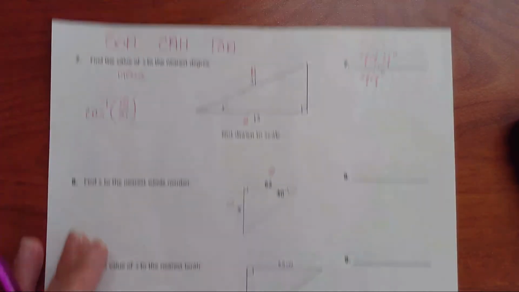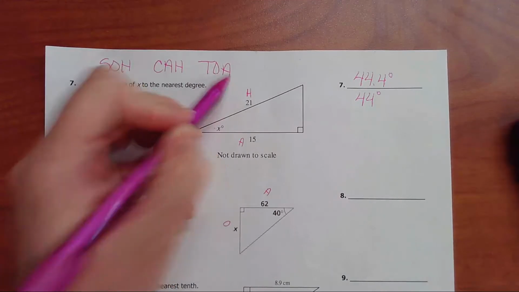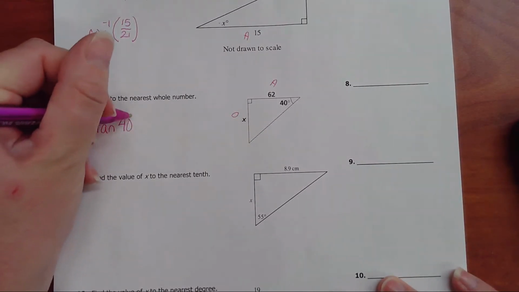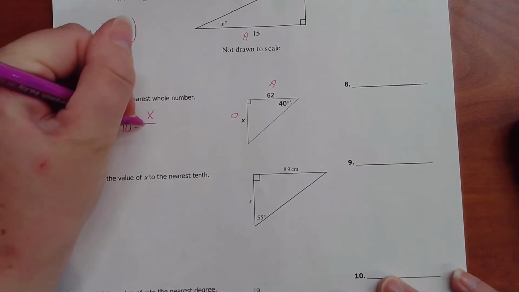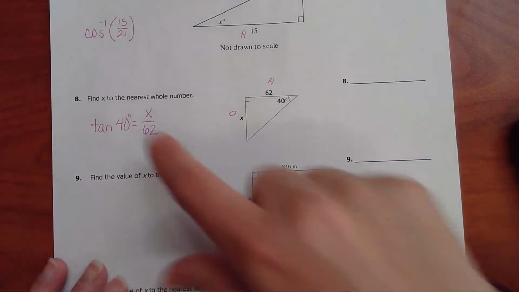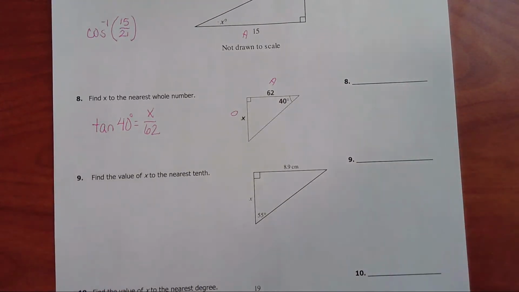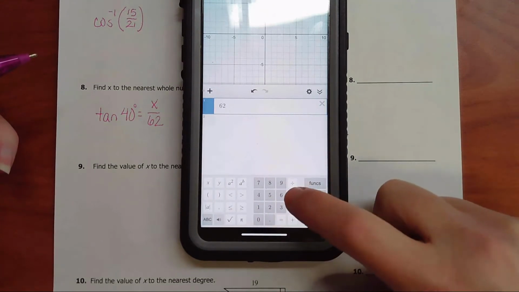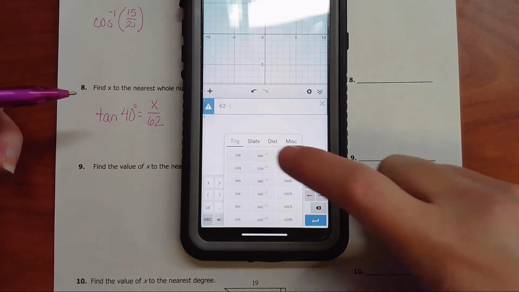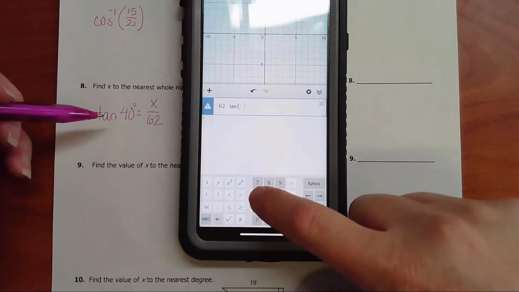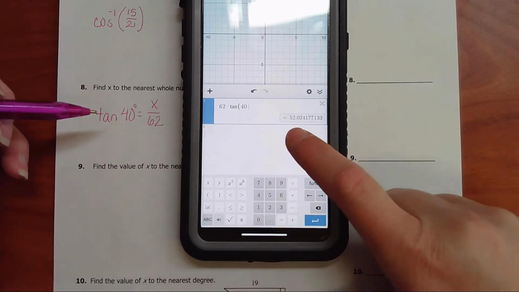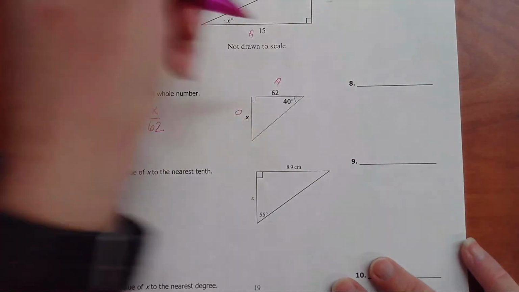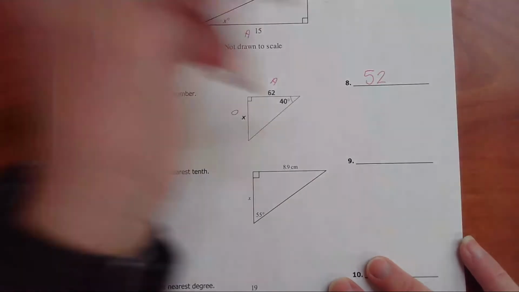So O and A means that I'm using tangent. So I do tan of my angle equals O over A. X is on top, so that means that I'm going to multiply. So I do 62 times function tan 40. And I get 52.0, so 52.